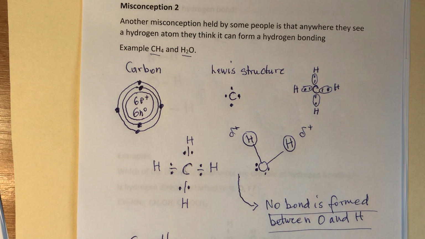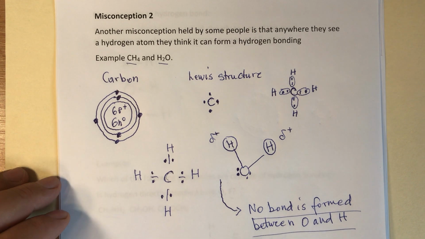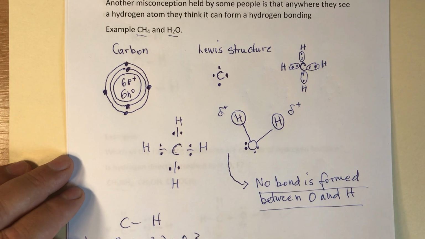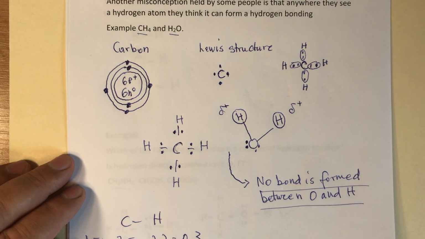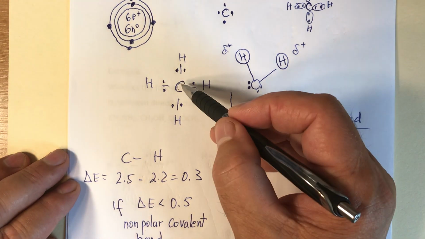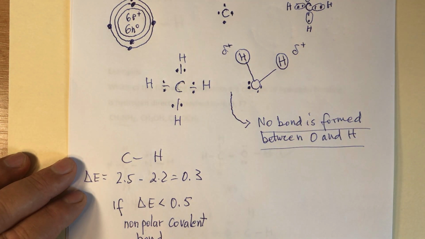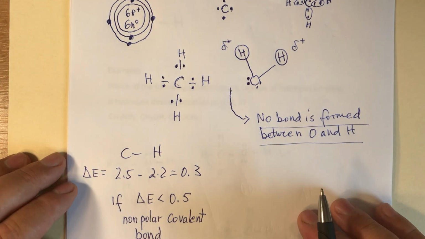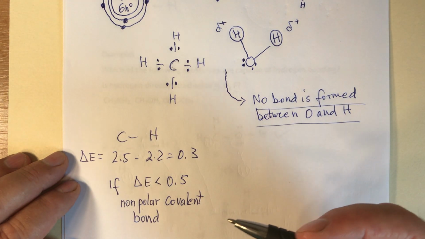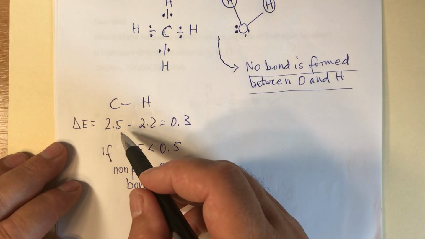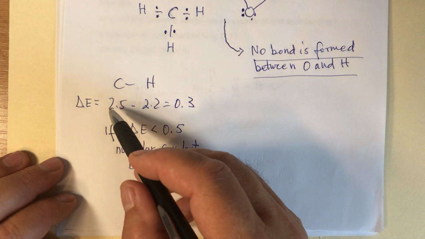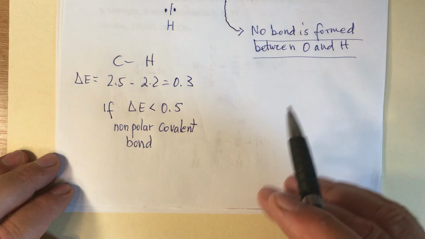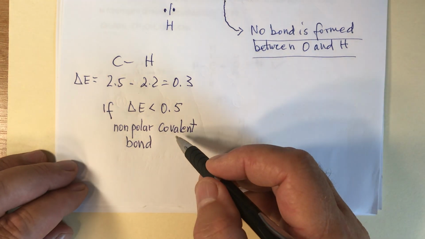Another misconception is that anywhere people see hydrogen, they think a hydrogen bond can be formed. Let's take methane and water. The methane Lewis structure is represented here. There is a pair of electrons shared between carbon and each hydrogen, but this pair is almost equally shared. The difference in electronegativity is 2.5 minus 2.2, which is 0.3. If the difference in electronegativity is smaller than 0.5, then we have a nonpolar covalent bond.